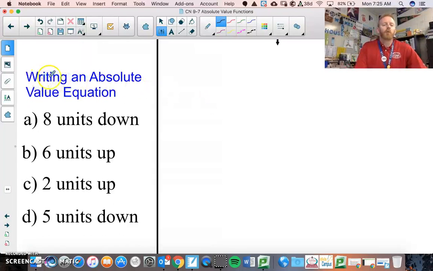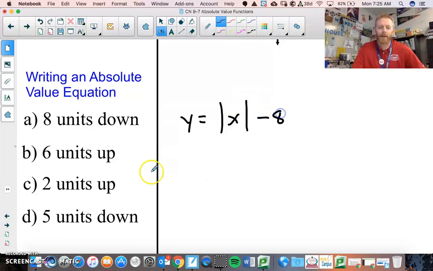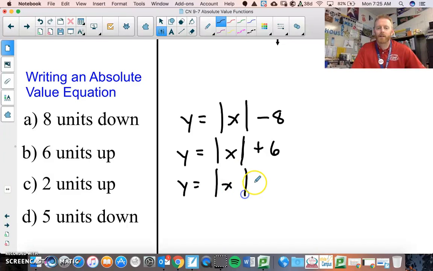So writing an absolute value equation from just knowing that it goes 8 units down. Here's what we're gonna do. We have the absolute value of x, and then it's gonna go minus 8 because it's 8 units down. This one's gonna be the absolute value of x, and then it's going to be plus 6 because it said 6 up. Absolute value of x, and then plus 2, and the absolute value of x, and then minus 5.